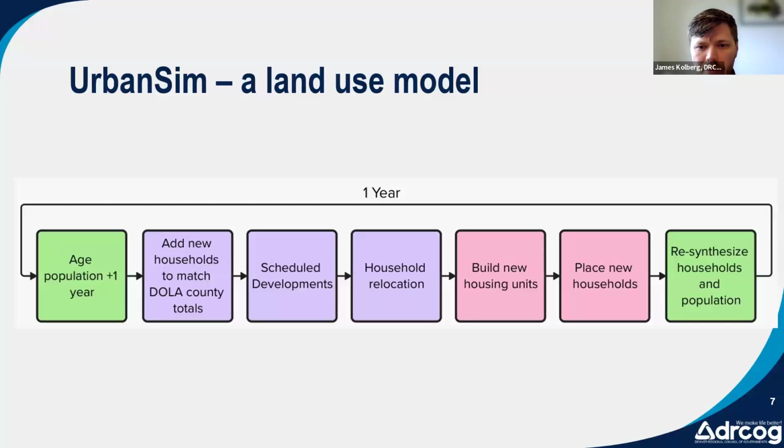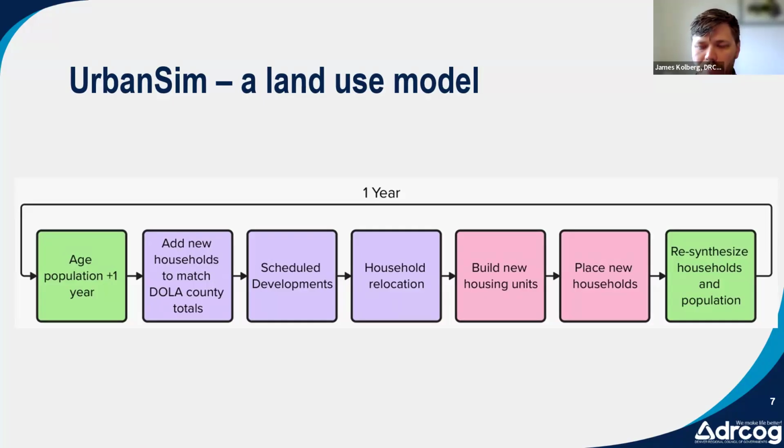We have a household relocation step that models people moving around within the region. And then finally, the model itself will choose where to build new units. And that's constrained by zoning and different natural features of the geography, like where there's water bodies and parks.